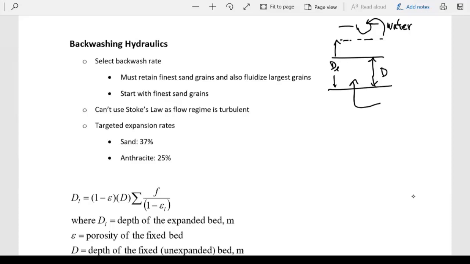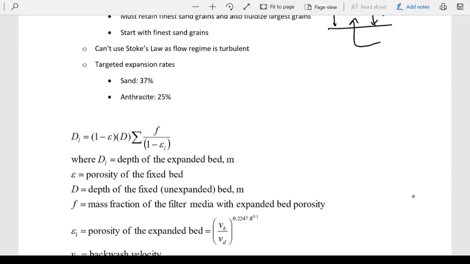So we've got that criteria, and then the other criteria is that we need to fluidize the largest grains to release this particulate matter. Now, the problem with this whole approach that we've been using is we can't use Stokes' law because the flow regime is turbulent. Your targeted expansion rates are at least 37% for sand and 25% for anthracite. And the reason it's less for anthracite is because anthracite is less dense.